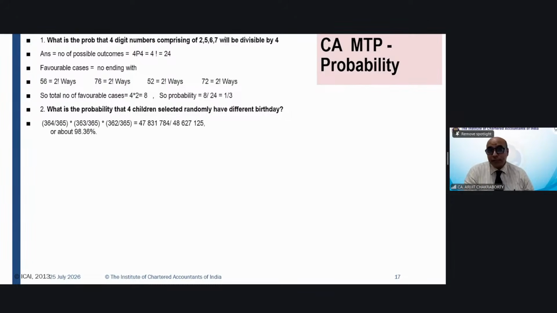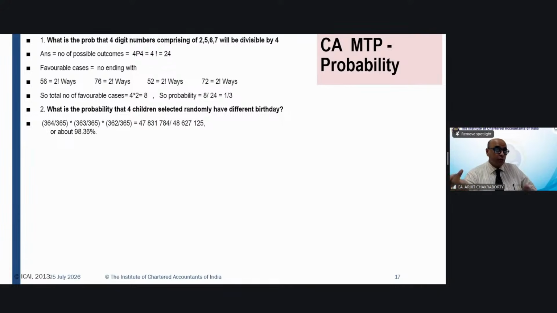Now, second question: what is the probability that 4 children randomly selected have different birthdays? It looks very tricky, but let us just apply the basic logic. 4 children have different birthdays. So now let us select one child, the first child. Say his birthday is 1st of March. Out of 365 days, his birthday can fall on any day. So I can write 365 by 365.